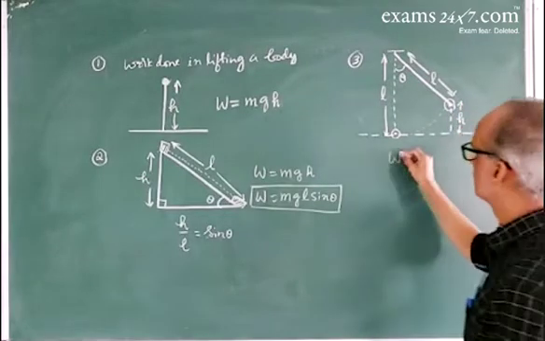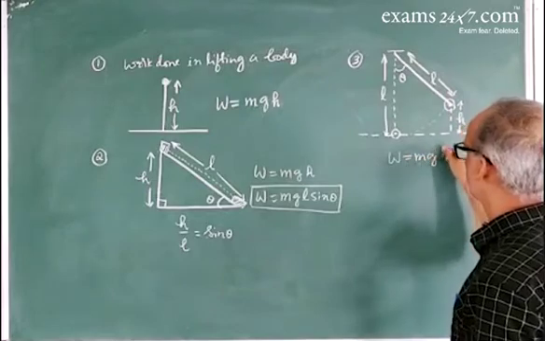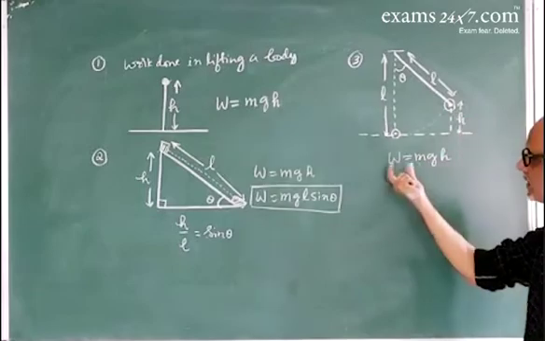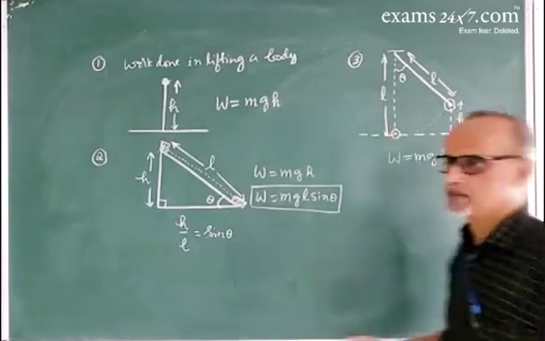So, work done is equal to mgh. And if you are able to find this h, then we'll get the work done to displace the pendulum through an angle theta.